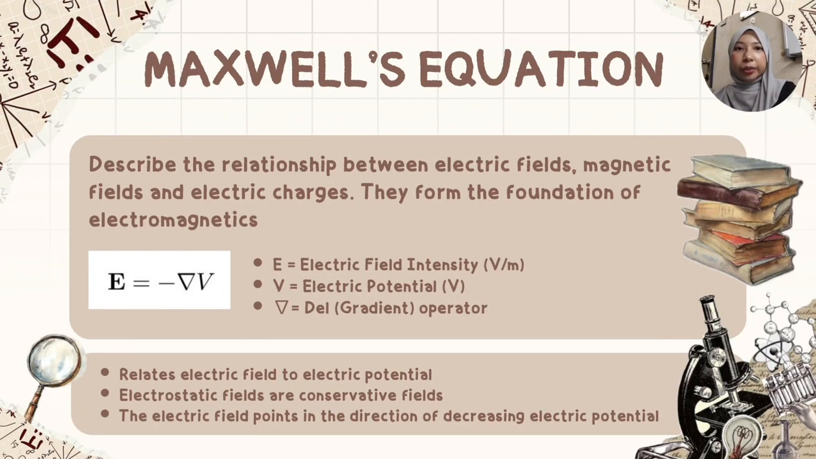For the last one is Maxwell equation. The Maxwell equation shown here relates the electric field to the electric potential. The equation E equals the negative gradient of V means that the electric field is directed toward the region where the electric potential decreases most rapidly. The negative sign indicates this direction. In electrostatics, the electric field is a conservative field, which means the work done depends only on the starting and ending points, not on the path taken.